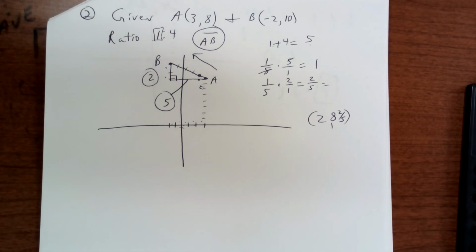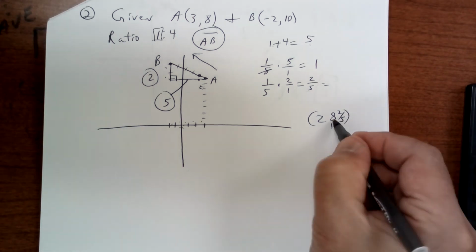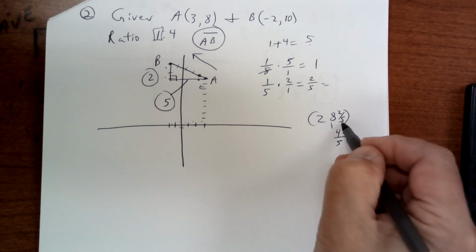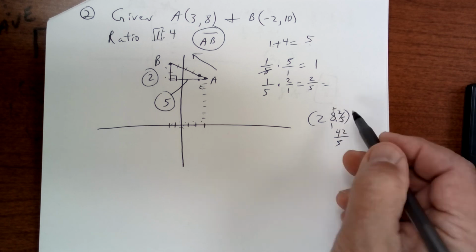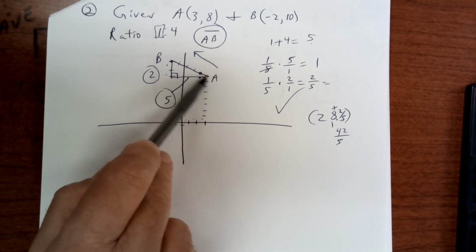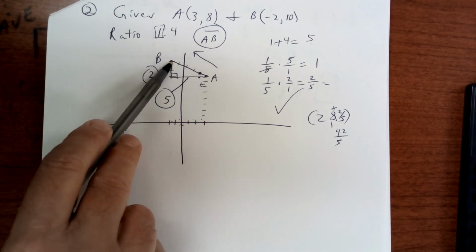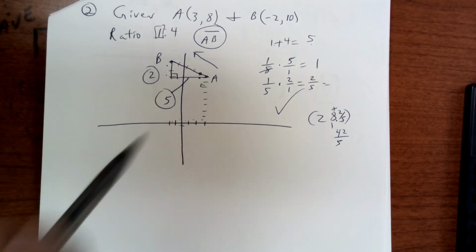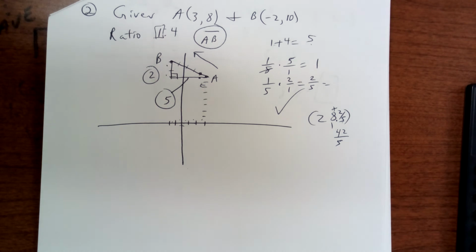Now, you could change this to 42 over 5. It's the same thing because 8 times 5 is 40 plus 2. Make sure you understand segment partition. Now this one again is going from A to B. Sometimes it might go this way, which is B to A, and your answer would be somewhere over here. Okay? All right, so let's get off of that. All right, that takes care of segment partition. Make sure you know that.